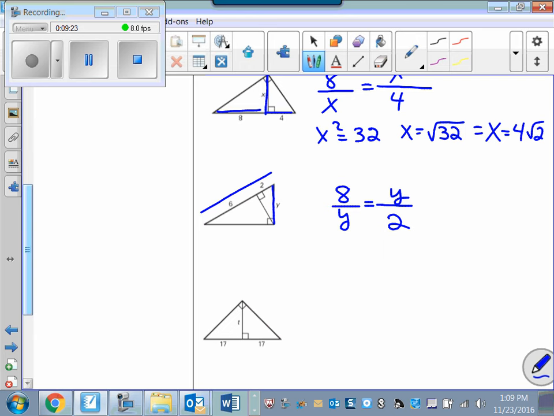So what do I have when I do my cross product? y squared is 16. Therefore, y equals 4. So the length of that leg is 4.